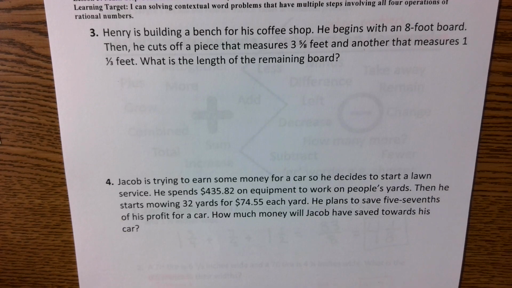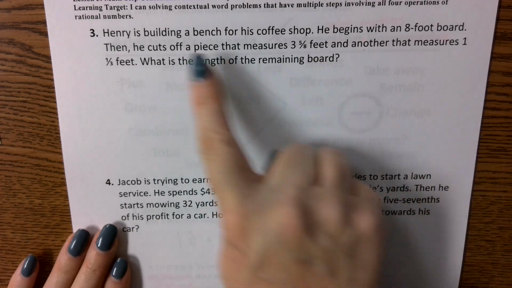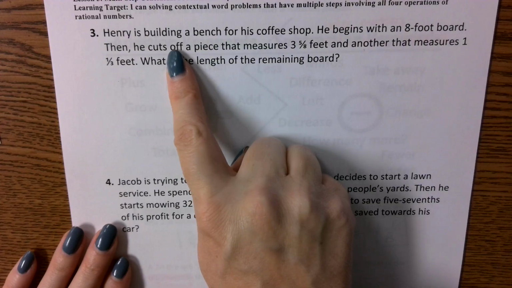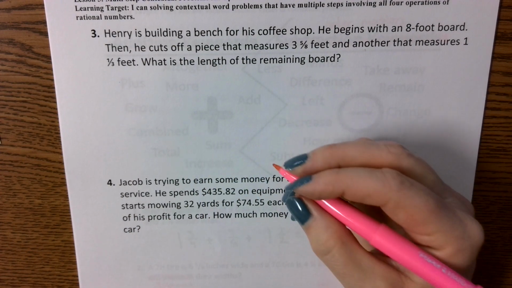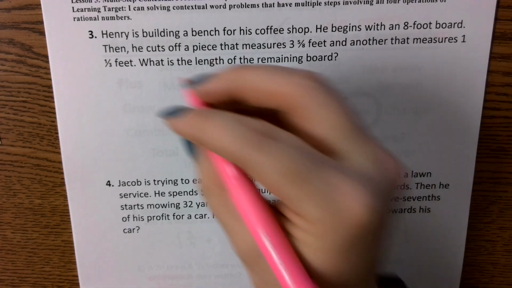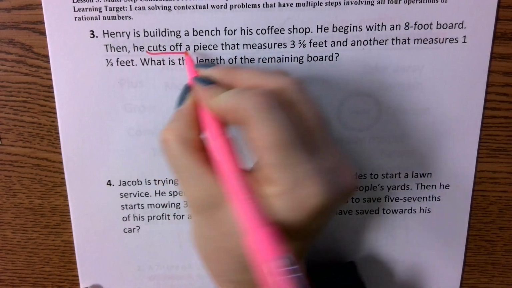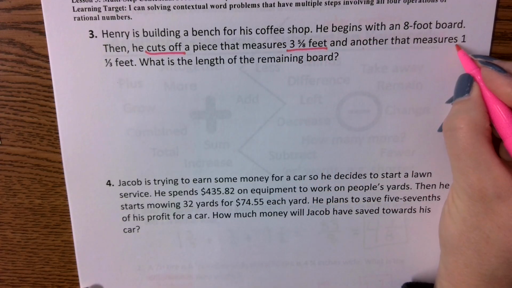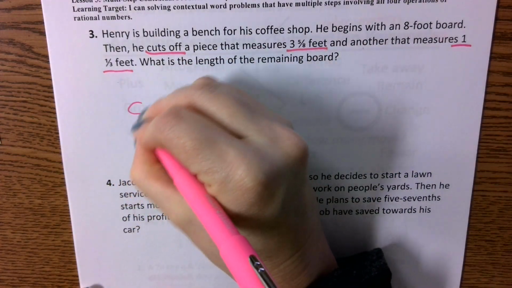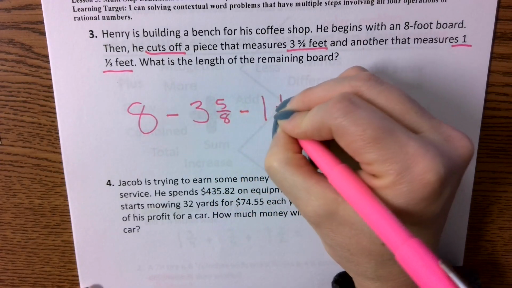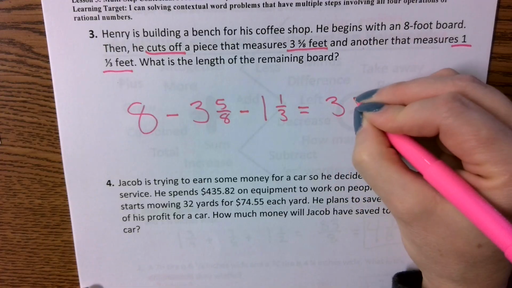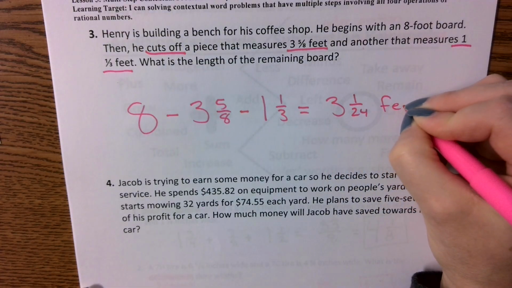So there's 2 operations, but in this case, both operations are what? Subtraction, right? If we're cutting stuff off, that's subtraction, and we're going to cut again, that's another subtraction. So they are multi-step, but it's the same operation each time. So we're just going to be cutting off, which means we're subtracting. We're going to cut off 3 and 5/8 and 1 1/3. So we're taking the 8-foot board minus 3 and 5/8 minus 1 1/3. And that's going to come out to 3 and 1/24 feet.